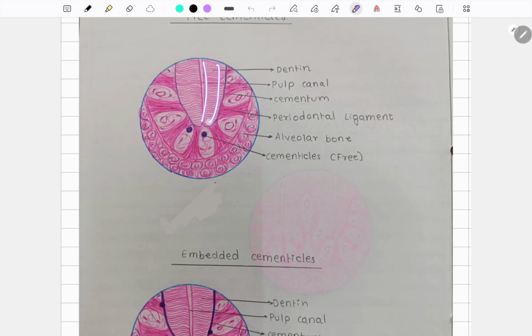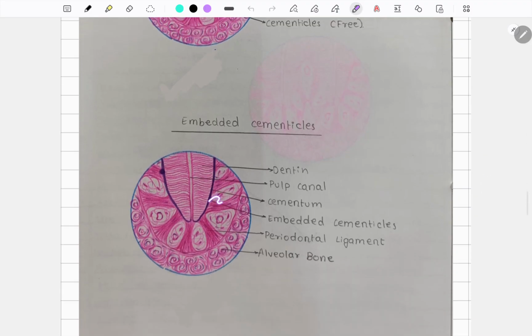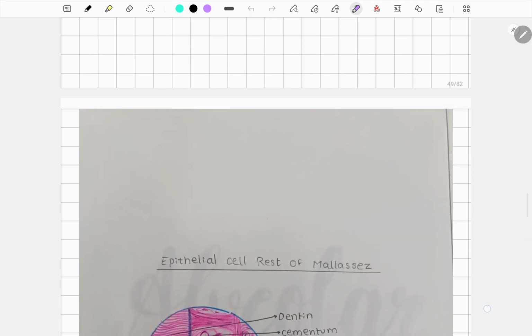So over here you can see this is the dentine, this is the pulp canal, this is the cementum, this entire thing is the PDL space, and this is the calcified mass of cementicles. This is the alveolar bone. This is present freely, so this is free cementicles. This is embedded into the cementum, that's why this is embedded cementicles.